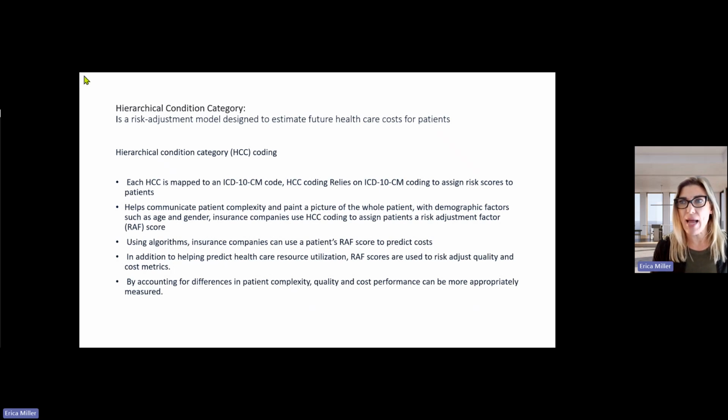All right. So I'm going to read my slide here. I broke it down a little bit further. So HCCs is a risk adjustment model, and this model is designed to estimate future healthcare costs for patients. So each HCC is mapped to an ICD-10 code, for example, COPD. So the HCC relies on this ICD-10 code, these diagnoses, to assign a risk factor or a risk score to patients.